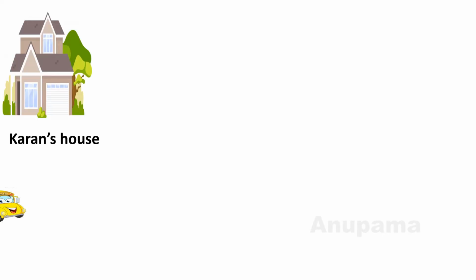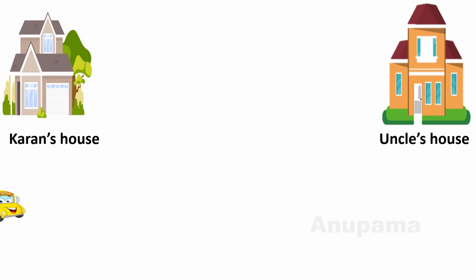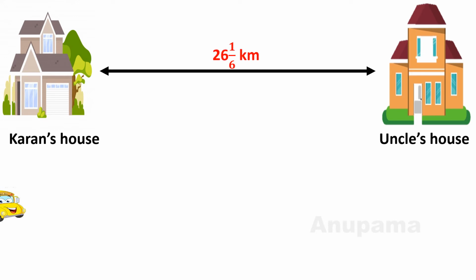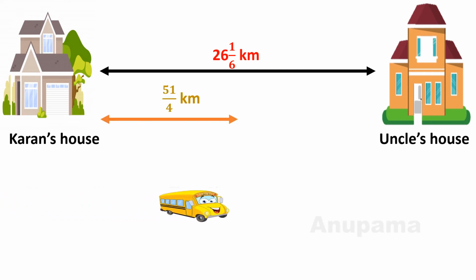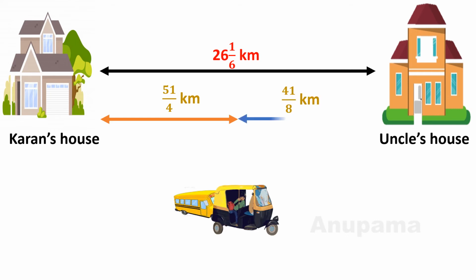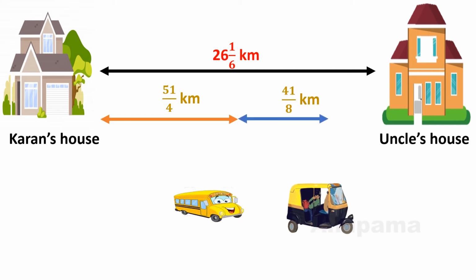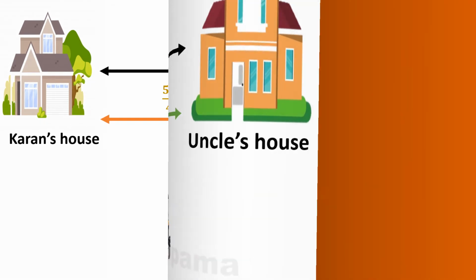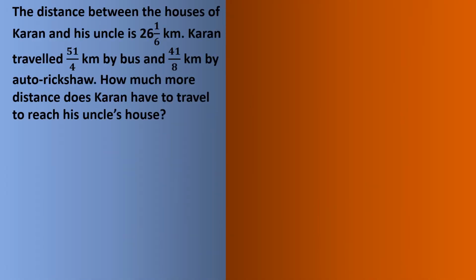Here is Karan's house and here is Karan's uncle's house, and the distance between Karan's house and his uncle's house is 26 and 1 by 6 kilometer. Karan travelled 5 1 by 4 kilometer by bus and 4 1 by 8 kilometer by auto rickshaw. The remaining distance we need to find out. So let us find out.